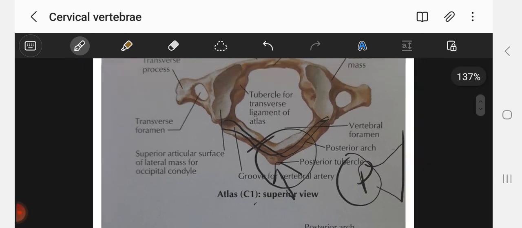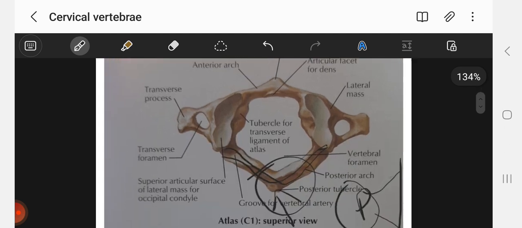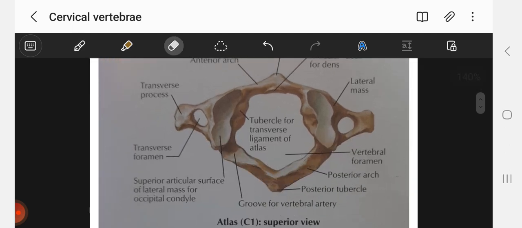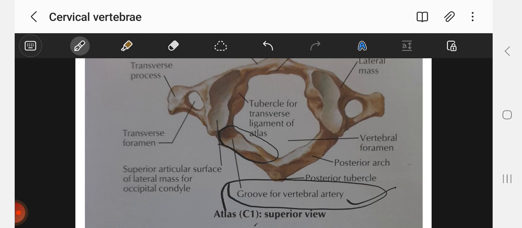Another important structure is also found on the superior surface of the atlas, that is the paired groove for the vertebral artery. If you closely look at the superior view, here on the superior view there is a groove which carries the vertebral artery. This is the groove for the vertebral artery. We will discuss the vertebral artery in the circulation part, so just for now remember this.